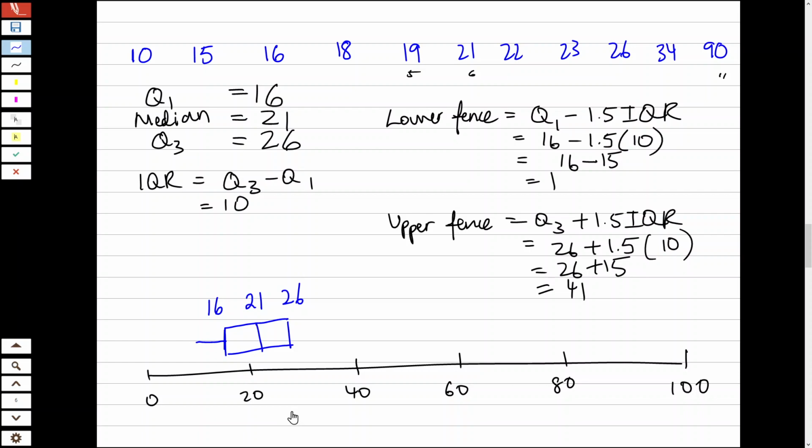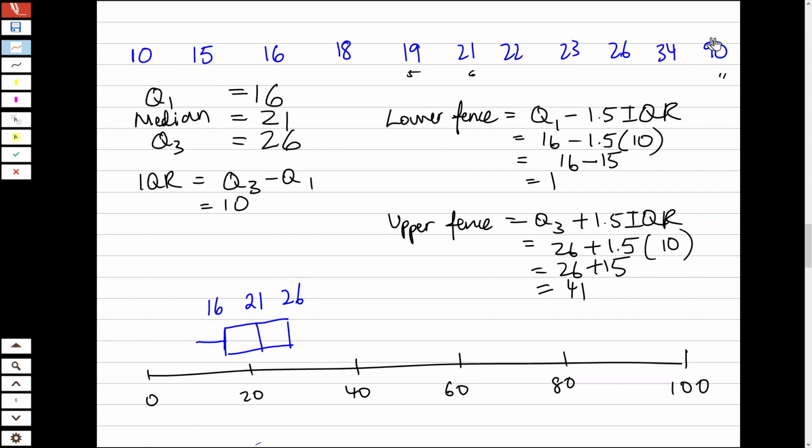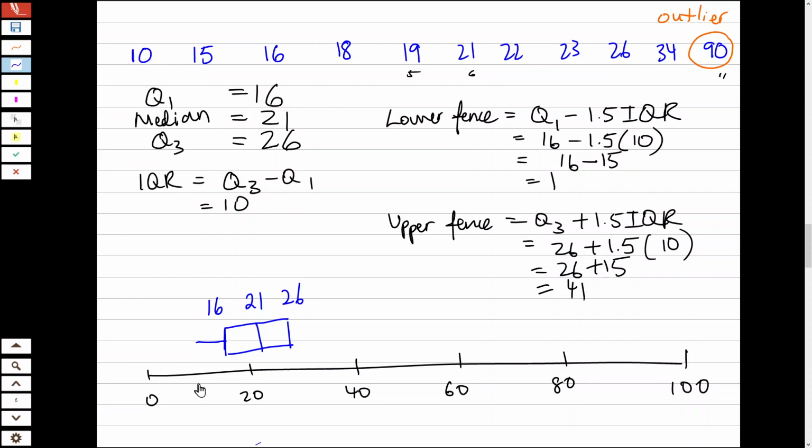Do I have any outliers in this data set? Which one? Okay, this is the only outlier because it's above 41. There are no data points below 1. Okay, so this value here is going to be 10. So my left whisker is going to include all of the data.